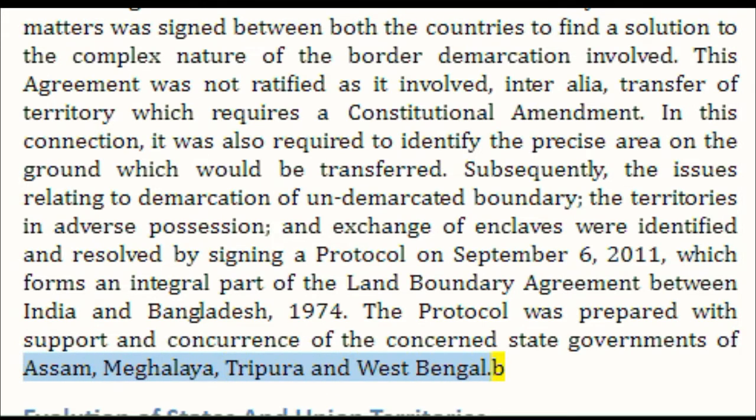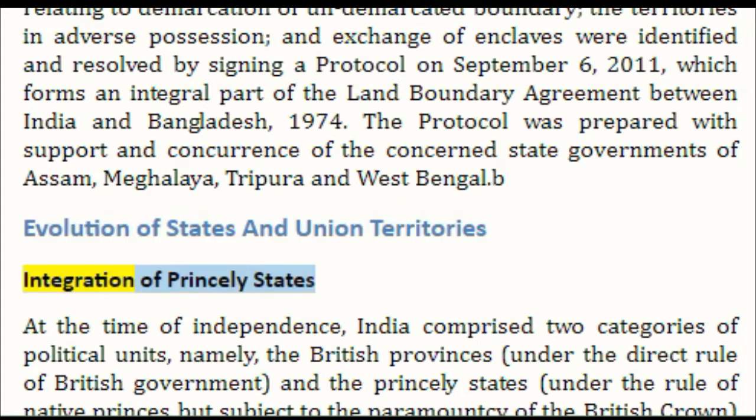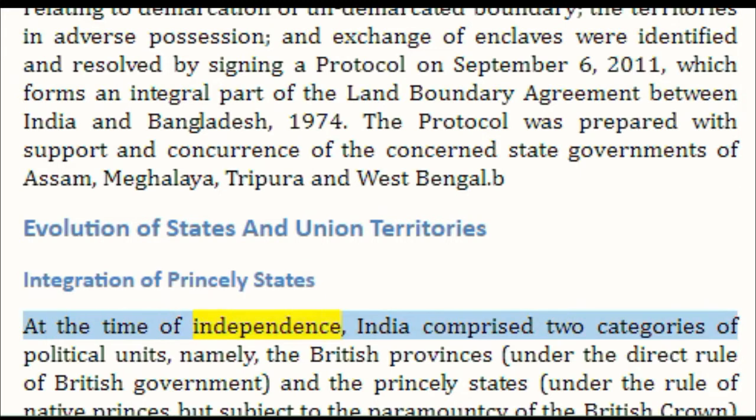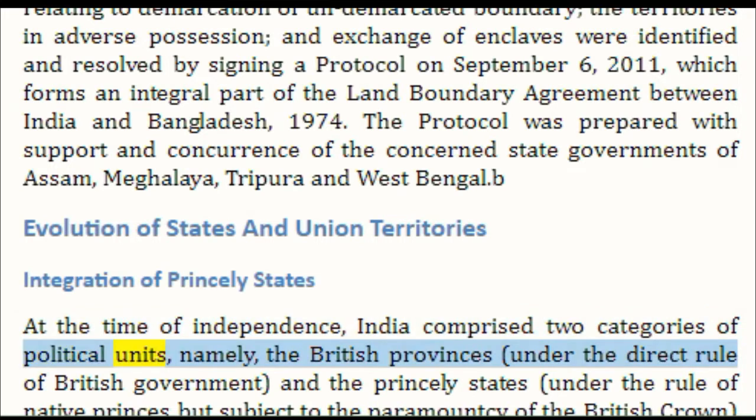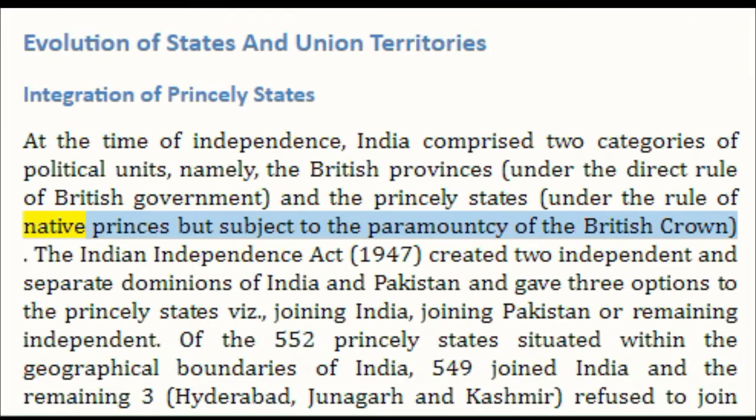B. Evolution of states and union territories. Integration of princely states. At the time of independence, India comprised two categories of political units, namely, the British provinces, under the direct rule of British government, and the princely states, under the rule of native princes but subject to the paramountcy of the British Crown.